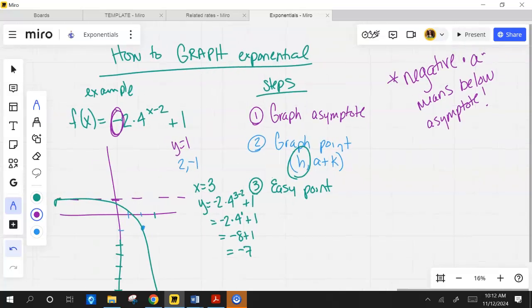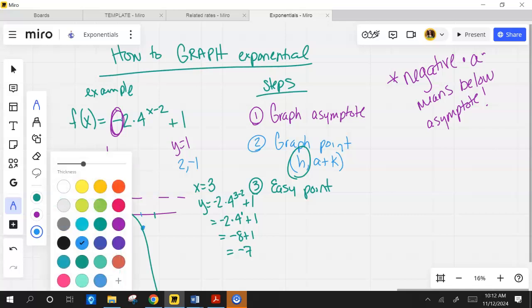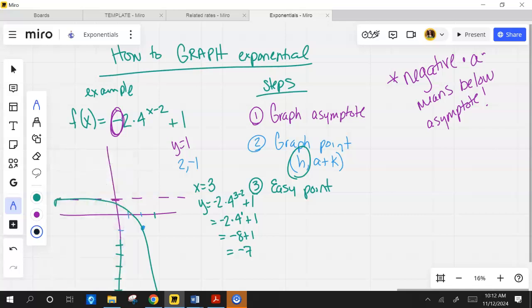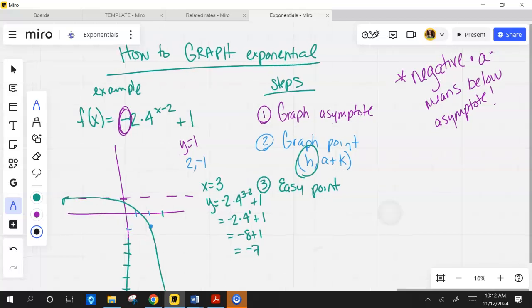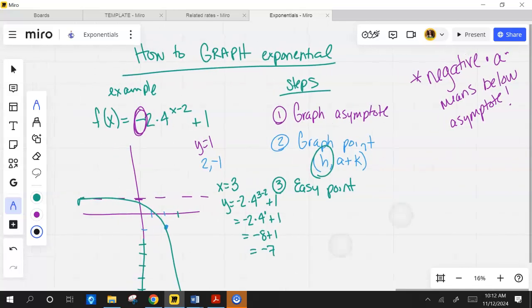Let's do a little analysis here, because this is what you'll have to do. What is the domain? -infinity to infinity.